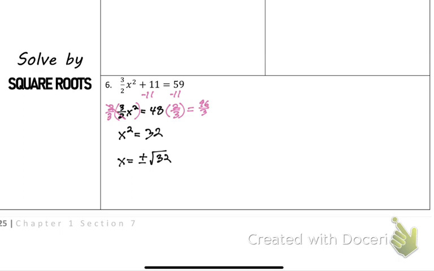I know 16 and 4 go into it. 16 and 4, I'm going to pick the bigger one, which is 16. So this breaks apart into the square root of 16 and the square root of 2. You can take the square root of 16 to just be 2. So this is going to equal plus or minus, I'm not 2.